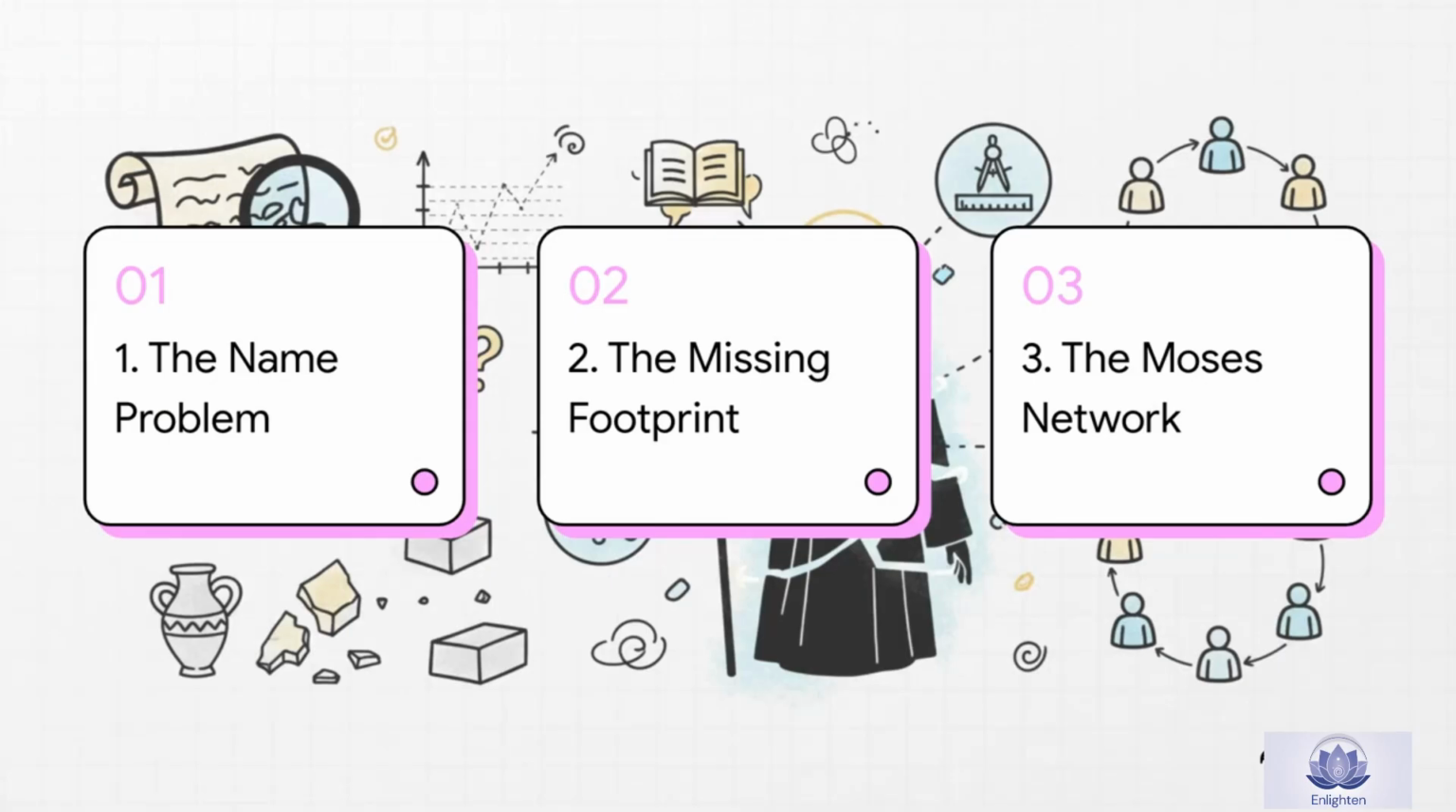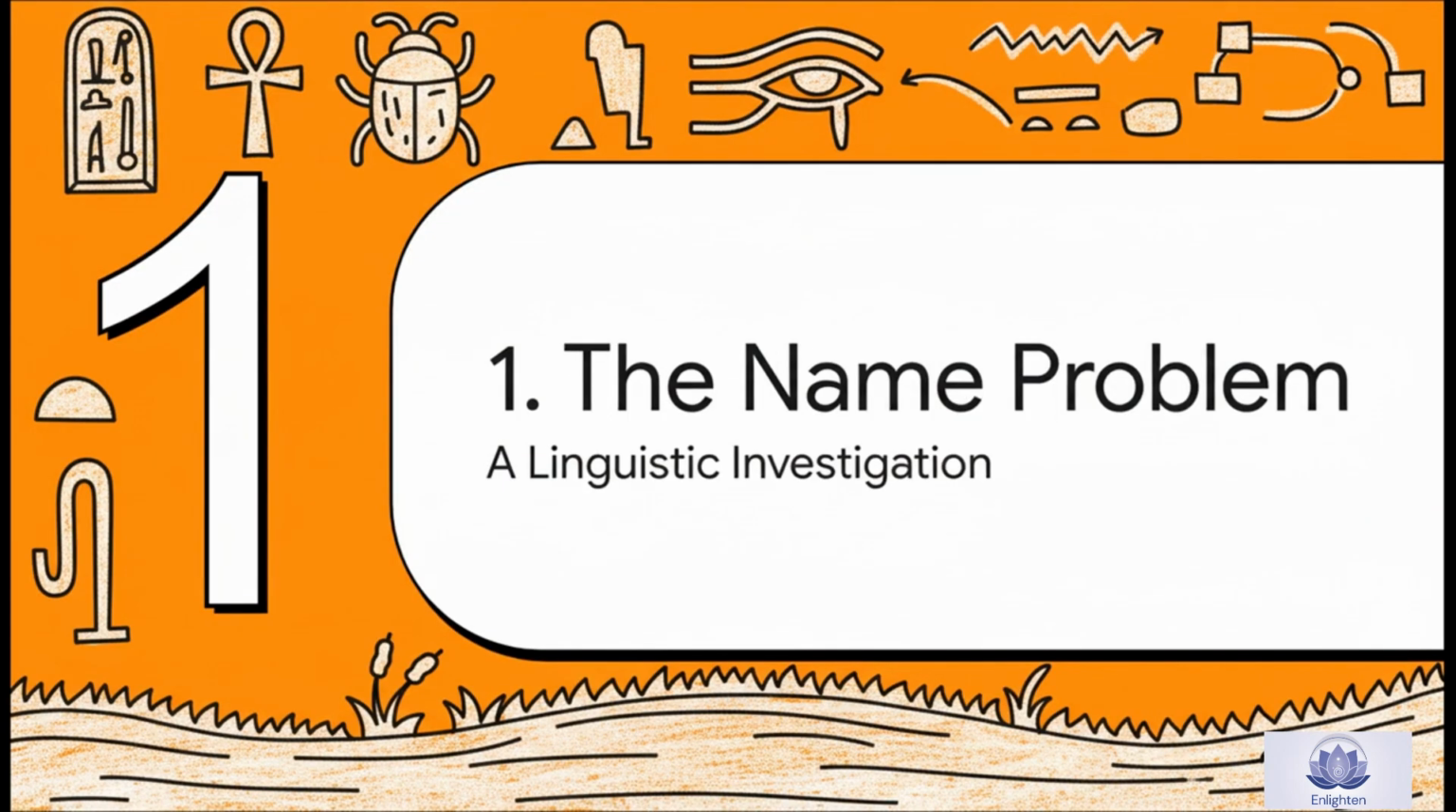So in this explainer, we're going to dive deep into the story of Moses through three totally different fields of research. We're talking linguistics, archaeology, and, this is the wild one, data science. And each one of these gives us a crucial clue to a new, emerging story about who Moses really was. So let's start with the most basic piece of evidence there is, his name.